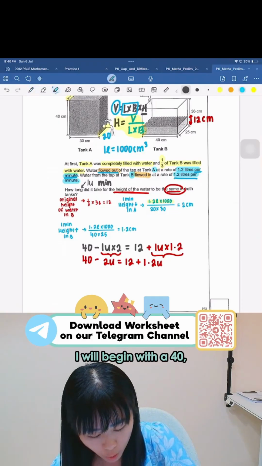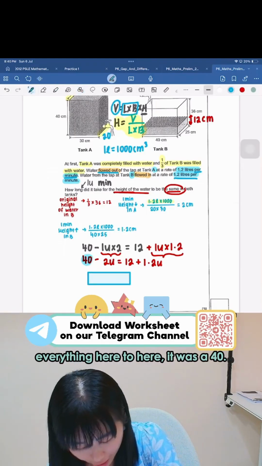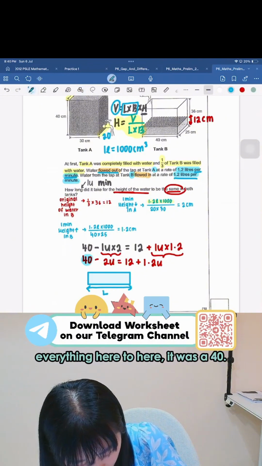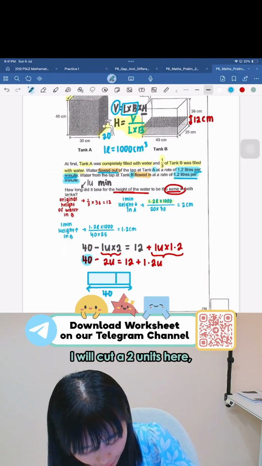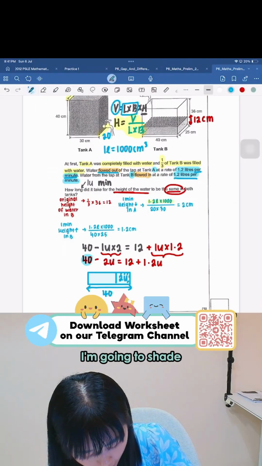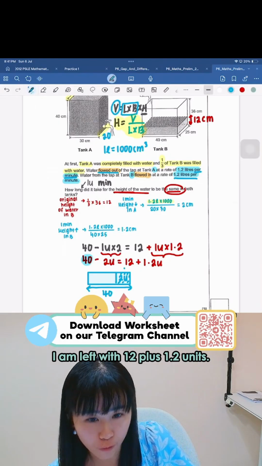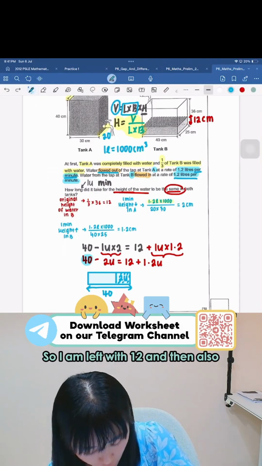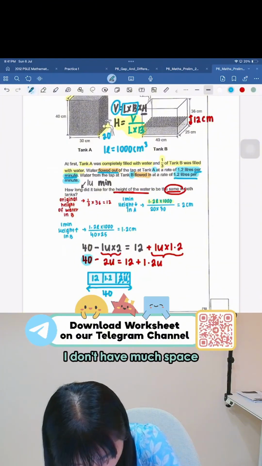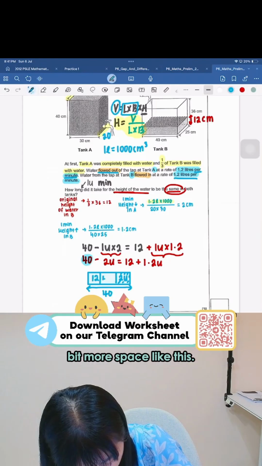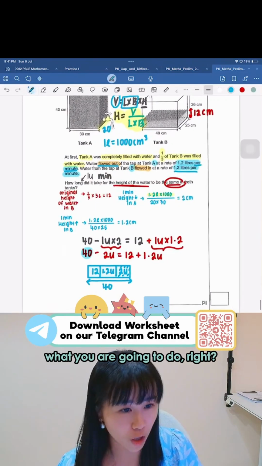So for the model, I will begin with a 40. You imagine I draw my model, okay? And that model, everything from here to here is 40. What happened is I'm going to minus 2 units. So if I minus 2 units, I will cut 2 units here, and the 2 units I minus away, I'm going to shade with diagonal lines. After I shade away that 2 units, I am left with 12 plus 1.2u. So I have 12 left, and also 1.2 units. I don't have much space, so I'm just going to give it a little bit more space like this. Then you all can see a little bit more clearly what you're going to do.